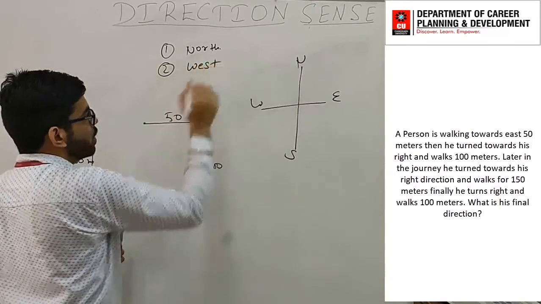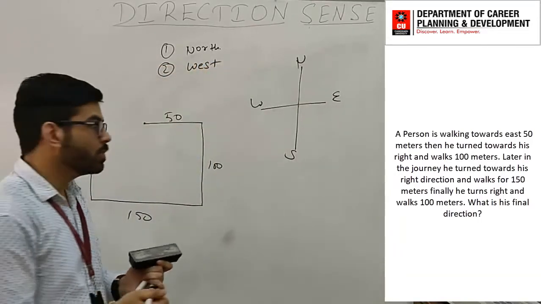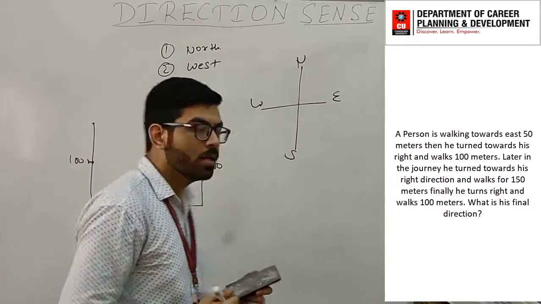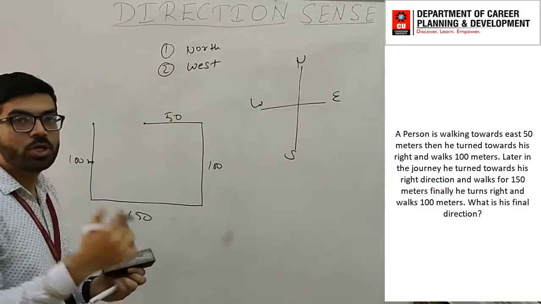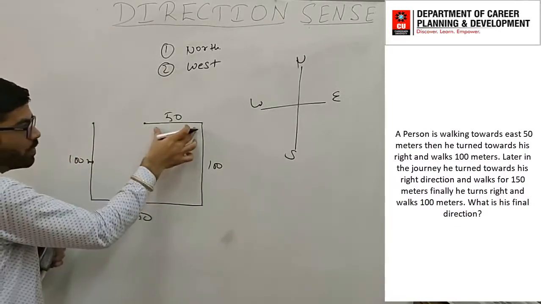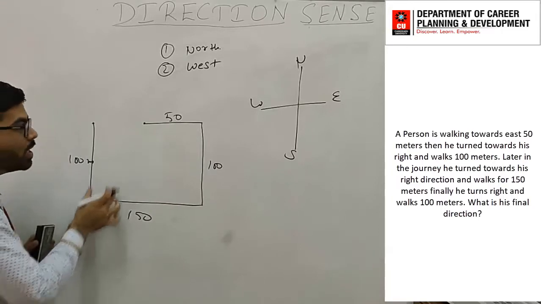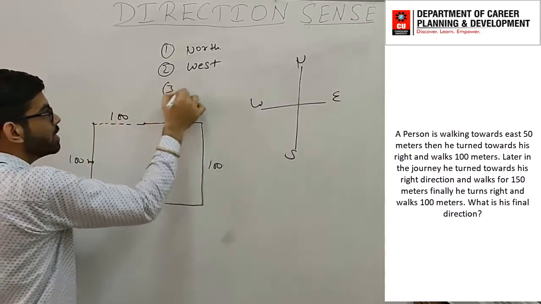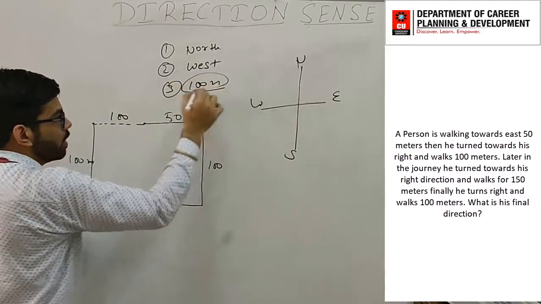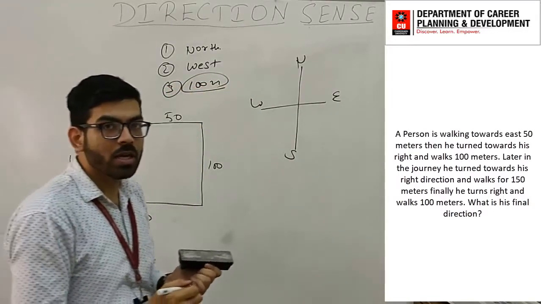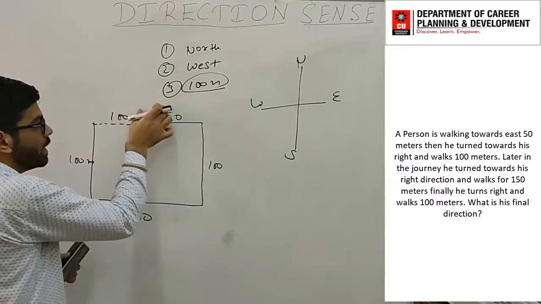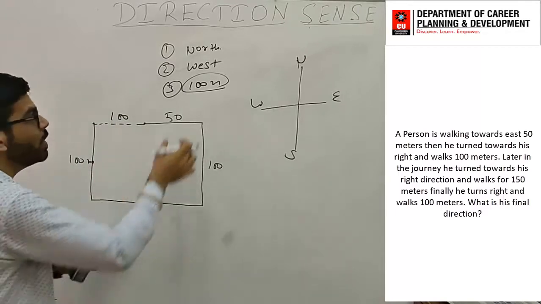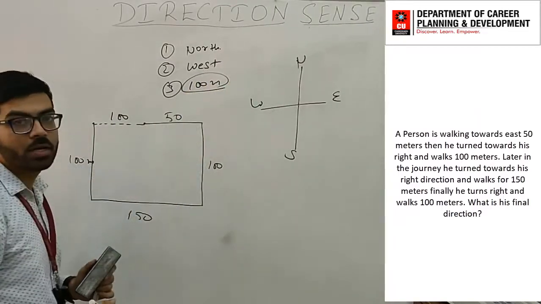Answer is west. The third type of question is, what is his minimum distance from the starting point to the ending point? So the distance will be, this much distance is 50, the complete distance is 150, so this distance will be your 100 meters. And another type of question asked is, what is his final direction and distance? So the final direction and distance from the starting point will be west 100 meters.